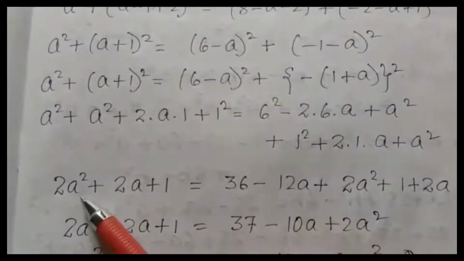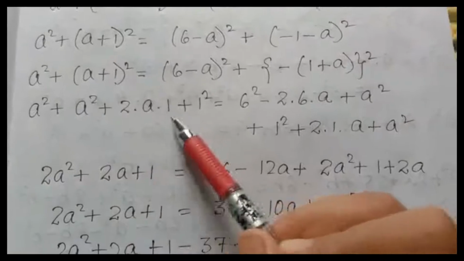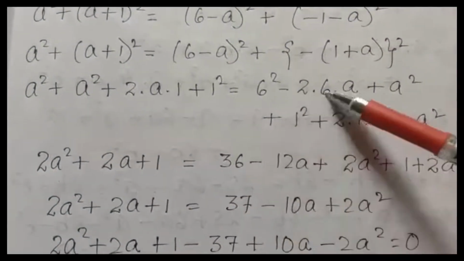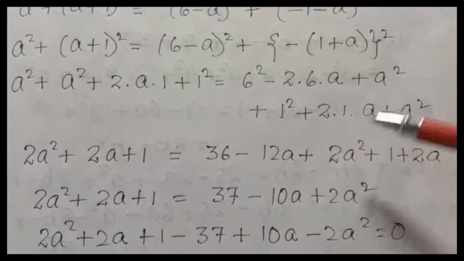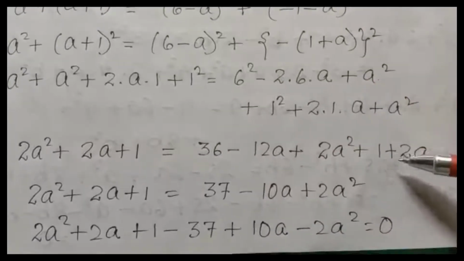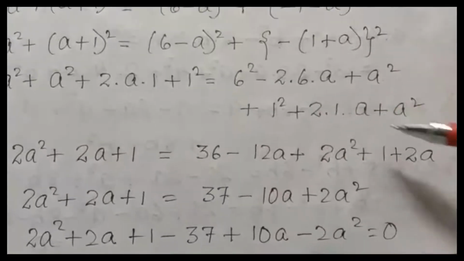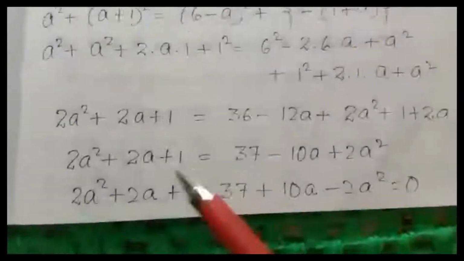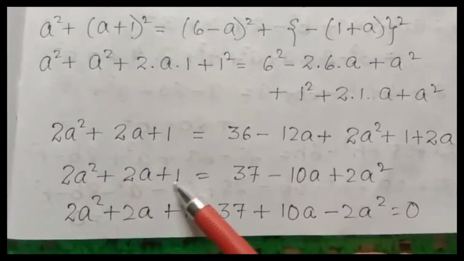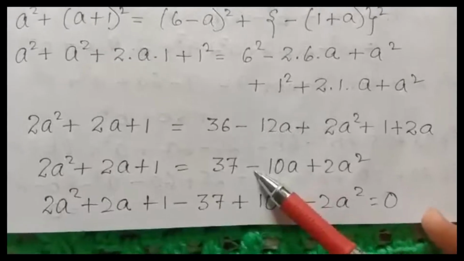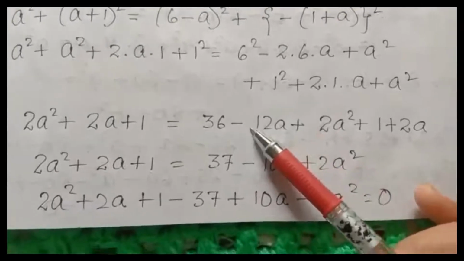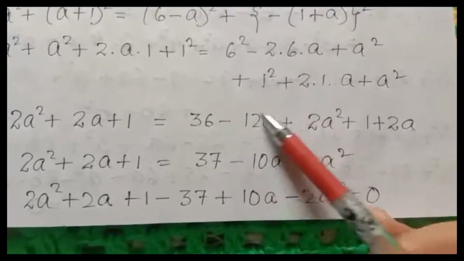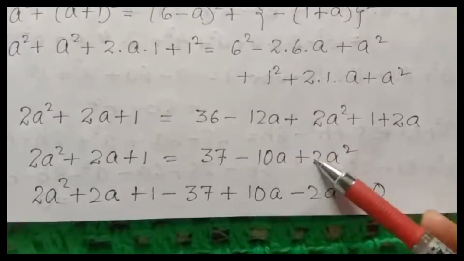a² plus a², 2a², plus 2 into a into 1, 2a, plus 1 square is 1. 6 square is 36, minus 2 into 6 into a is 12a, plus a² plus 1 square is 1 plus 2 into a, 2a. This one, a² plus a² is 2a². So 2a² + 2a + 1 is equal to 36 + 1 = 37 minus 12a plus 2a, opposite sign subtraction, 10a. This is the greater number whose sign is minus, so −10a + 2a².